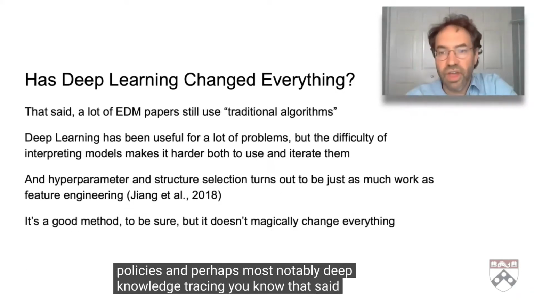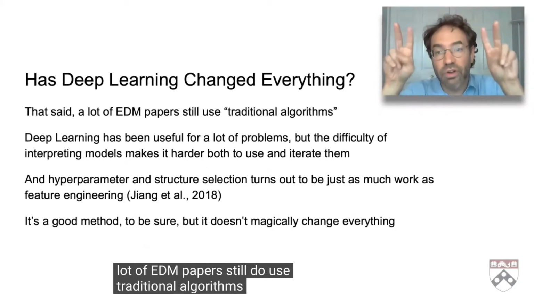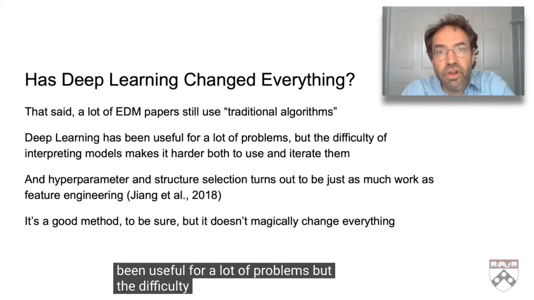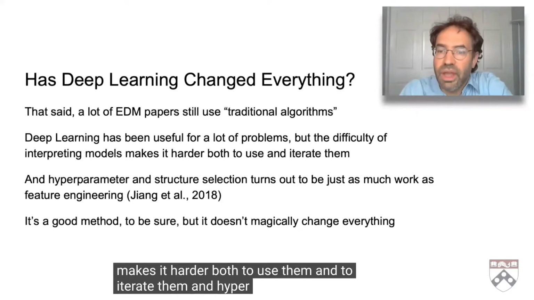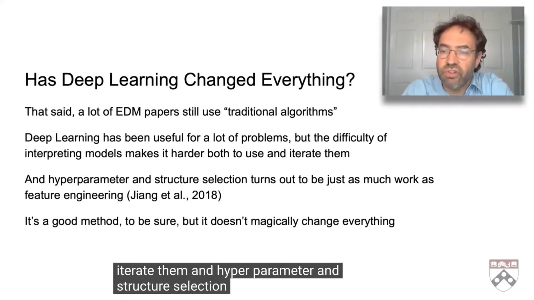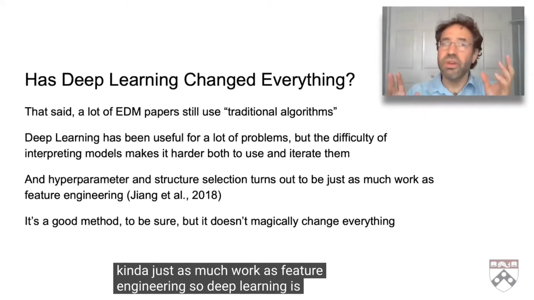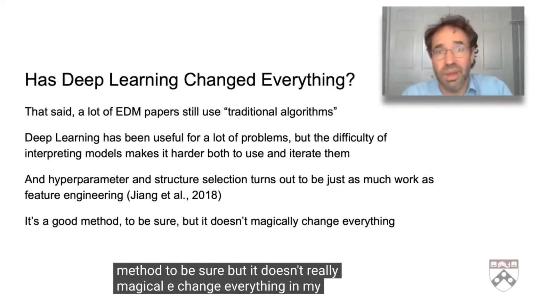That said, a lot of EDM papers still do use traditional algorithms. Deep learning's been useful for a lot of problems, but the difficulty of interpreting models makes it harder both to use them and to iterate them. And hyperparameter and structure selection turns out to be just as much work as feature engineering. So deep learning is a good method to be sure, but it doesn't really magically change everything, in my opinion.